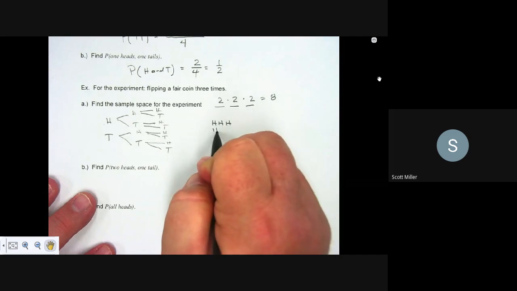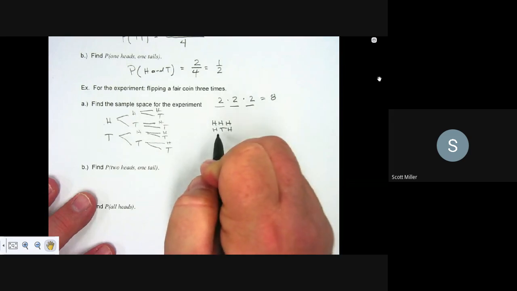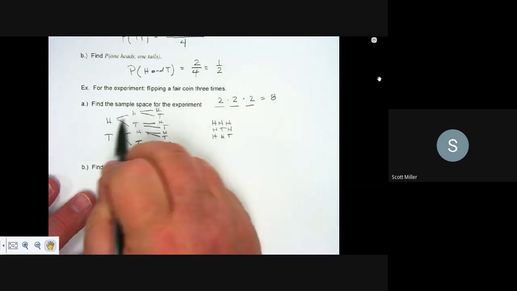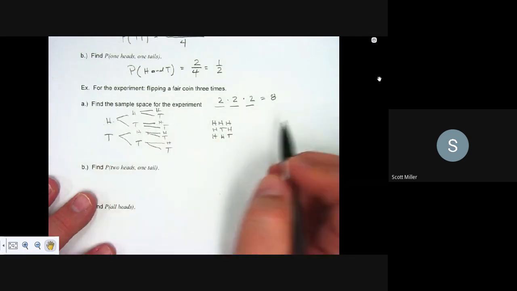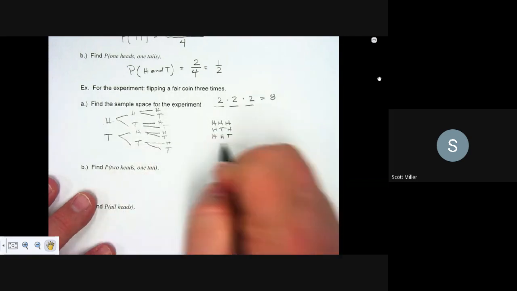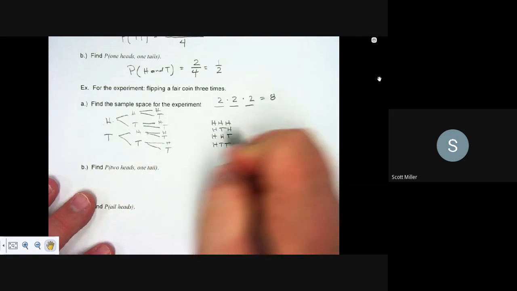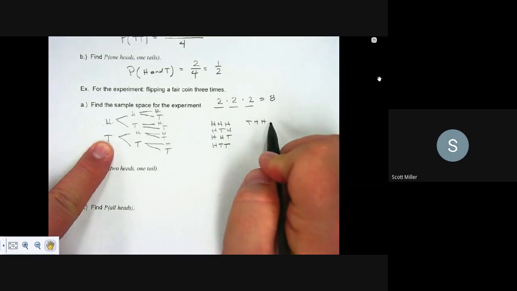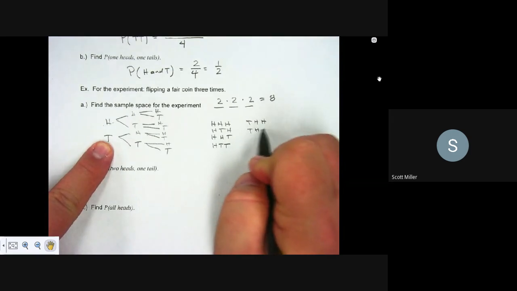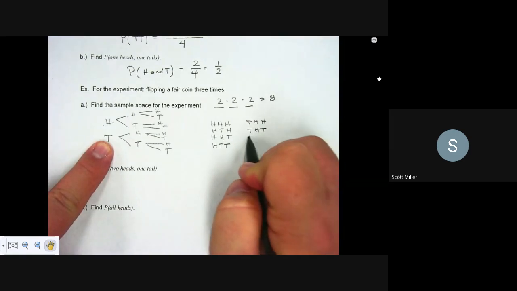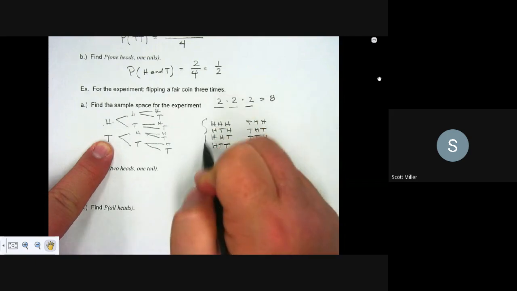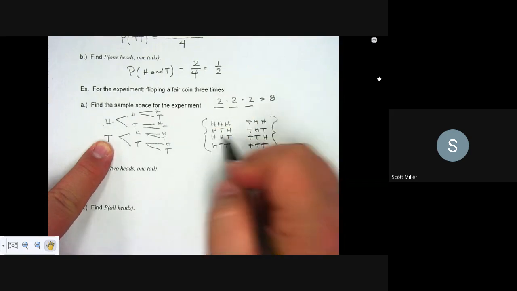HHH, HHT for the second line. HHH, HHT, HTH, HTT. And then THH, THT, TTH, and TTT. That is my sample space, and those are my 8 items.